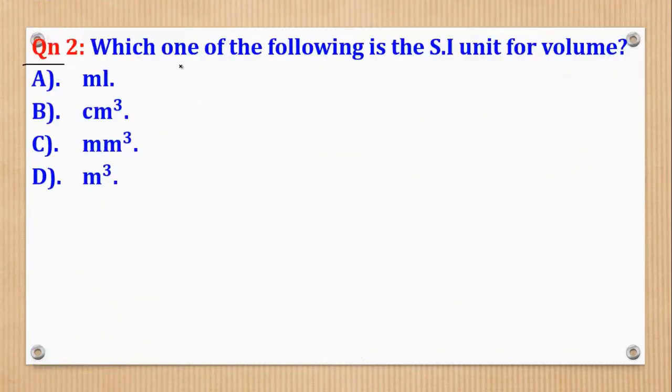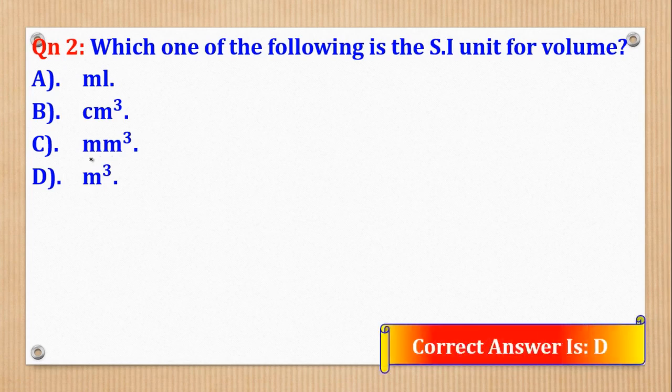Question 2 says, which one of the following is the SI unit of volume? Milliliter, centimeters cubed, millimeter cubed, and meter cubed. Liter is also for volume but not the SI unit. Centimeters cubed denotes volume but not SI unit. Millimeter cubed is also for volume but not the SI unit. The only SI unit is meter cubed. So the correct answer was D.